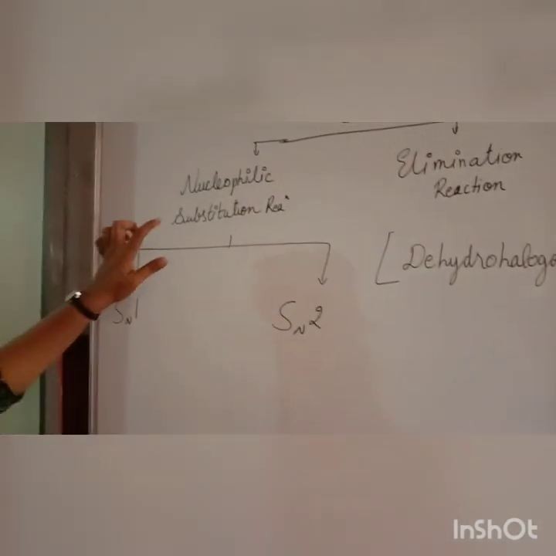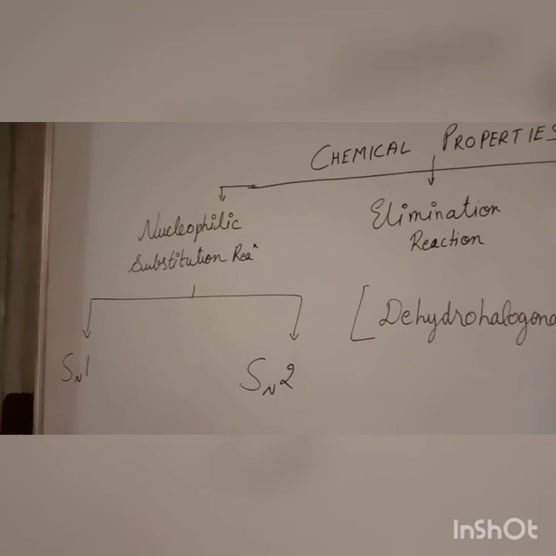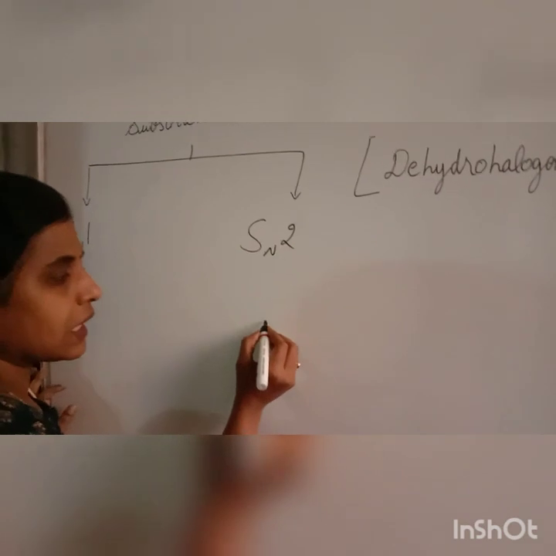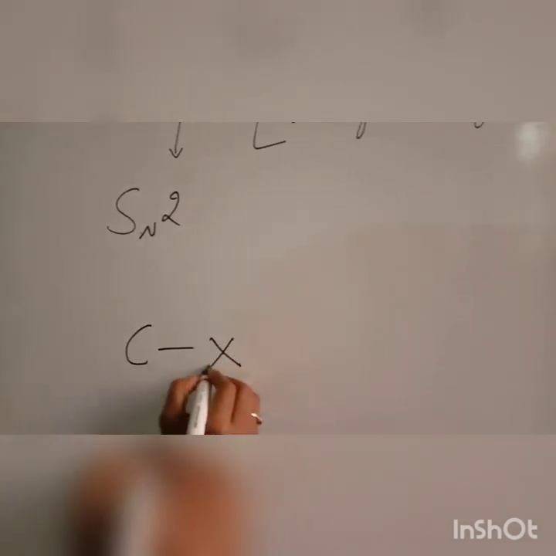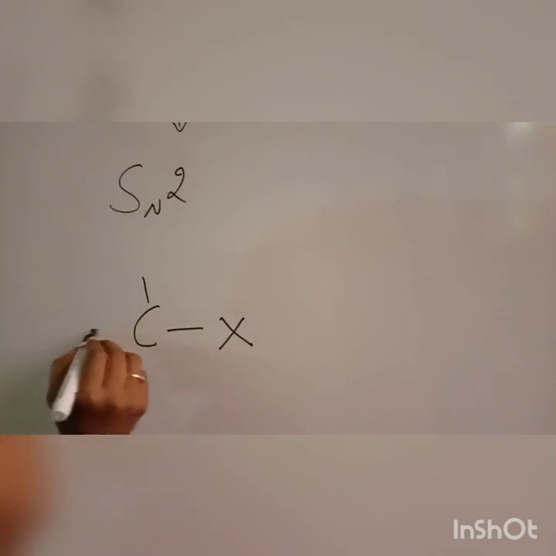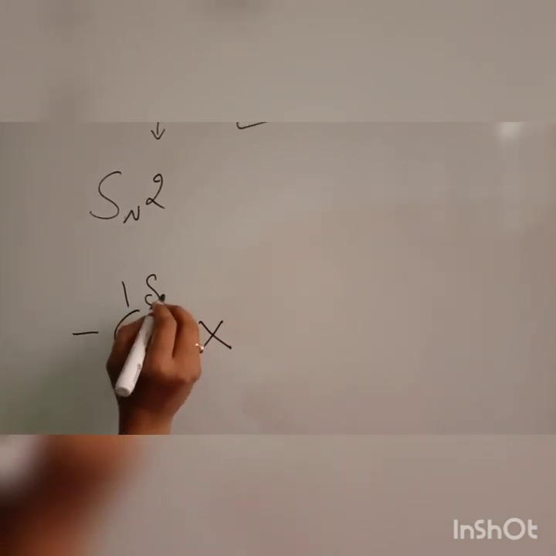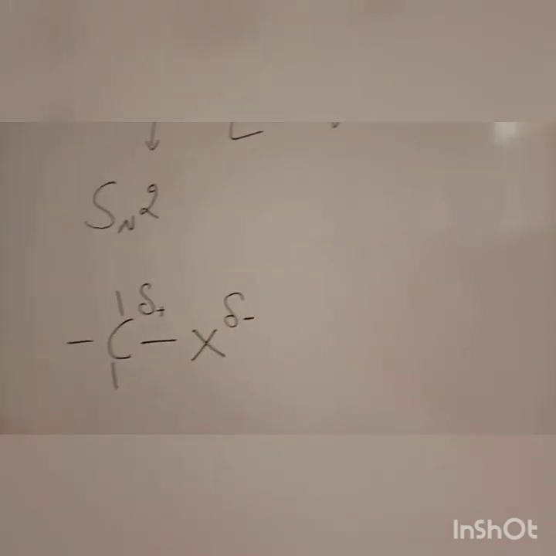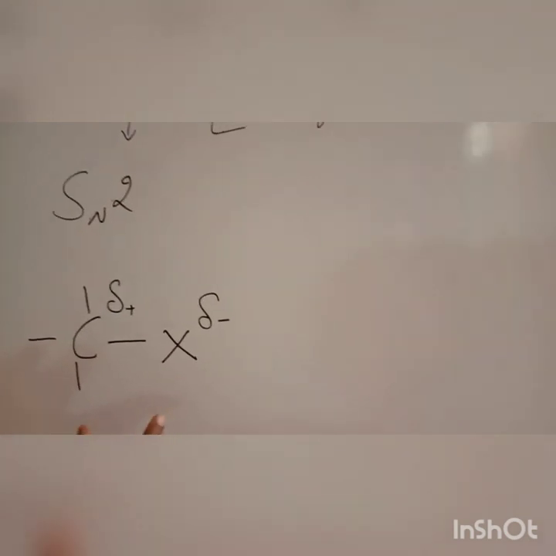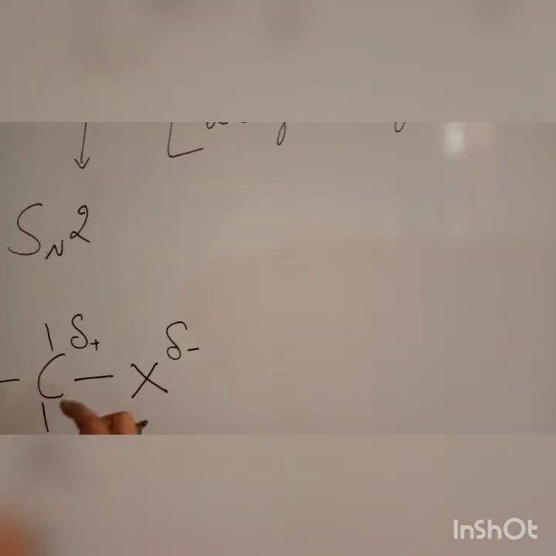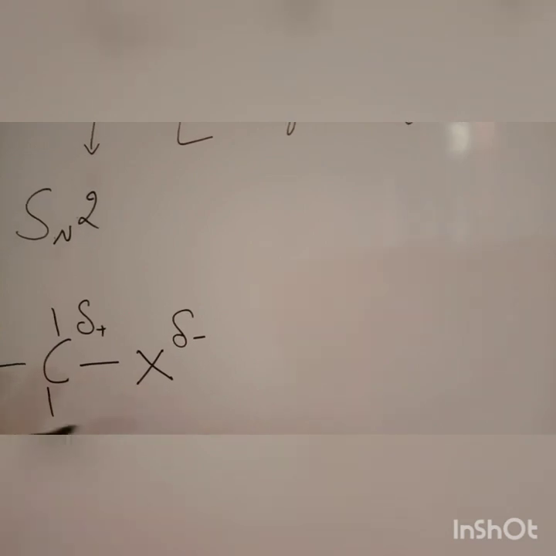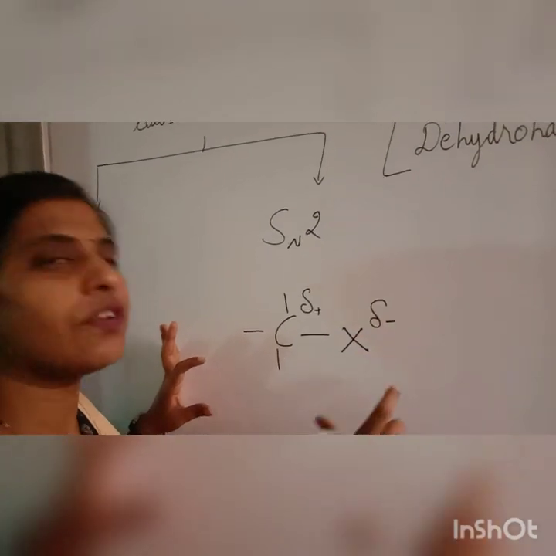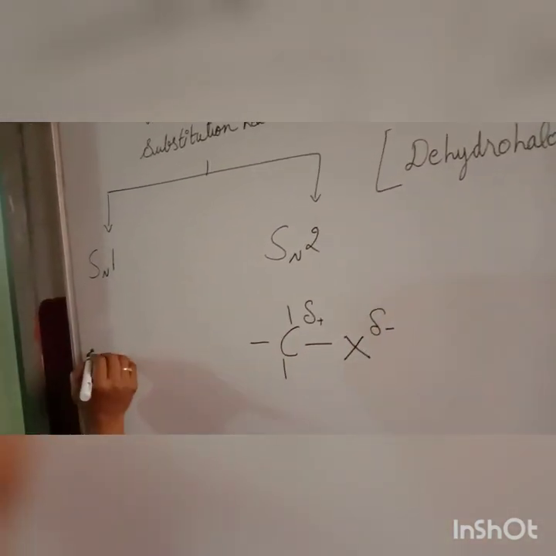Yes, in today's session we will start with the substitution reaction. First, let us understand what we mean by substitution reaction. When we have a carbon and a halogen, that is an alkyl halide, we know that this carbon is partially positively charged and the halogen has a partial negative charge. In a substitution reaction, if the group bonded to the carbon is replaced with another group with no change in the state of hybridization, then that reaction is called a substitution reaction.